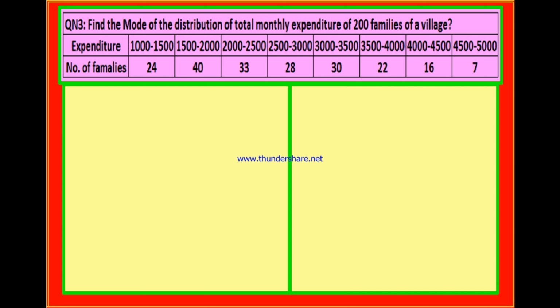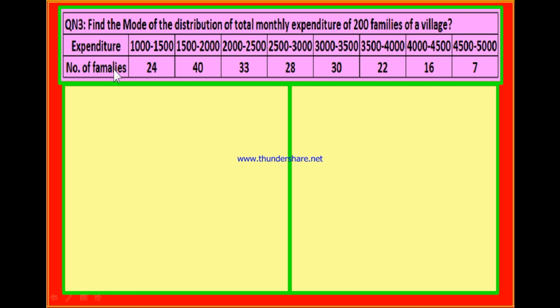Dear children, this is question number 3 now. Find the mode of the distribution of total monthly expenditure of 200 families of a village. I shall repeat. Find the mode of the distribution of total monthly expenditure of 200 families of a village. Here is the table. This table gives the expenditure and the number of families.